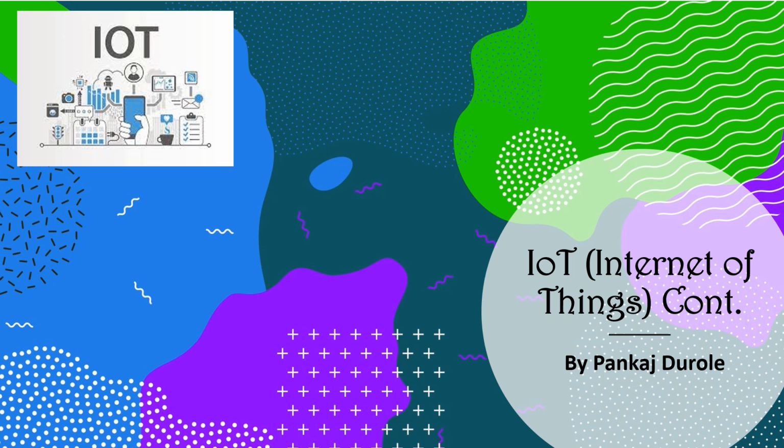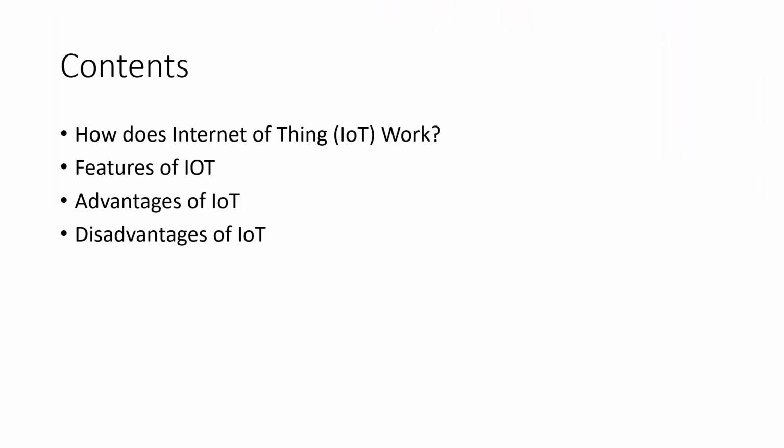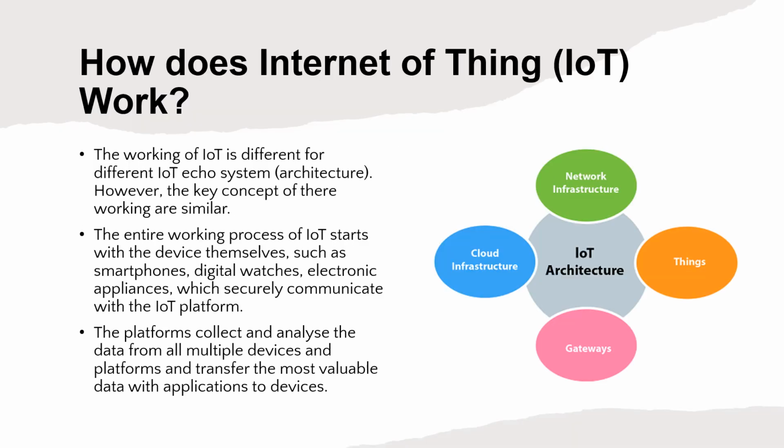Now, let's try to understand some other aspects of Internet of Things. In this presentation, we are going to learn about how IoT works, its features, advantages and disadvantages. So, how does the Internet of Things work? The working of Internet of Things is different for different IoT ecosystems. However, the concept of their working is similar.